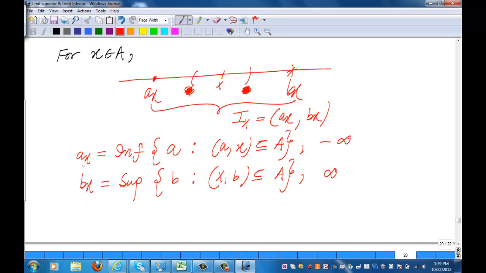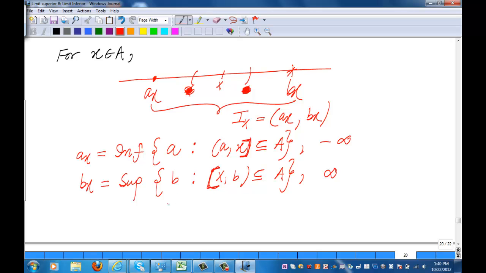I am taking Ax to be the infimum of all a such that the interval from a to x is inside of A. And in fact, I could have said closed interval right here because x is in A. And Bx I'm taking to be the supremum of all b such that the interval from x to b is inside of A. There are such b and a because there is an open interval containing x like that, right? And you're taking the infimum and supremum of these two sets as Ax and Bx.